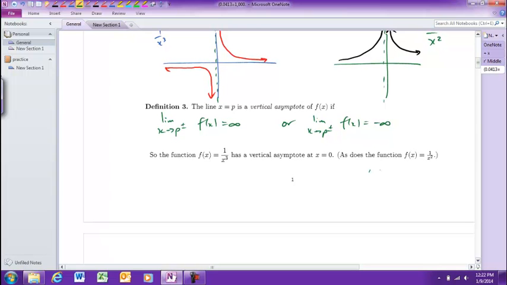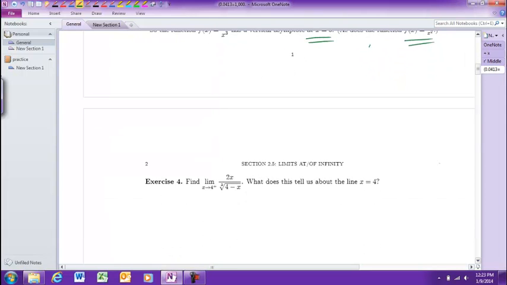So the function f of x equals 1 over x cubed has a vertical asymptote at x equals 0, and as we just saw above, it's also true for f of x equals 1 over x squared.